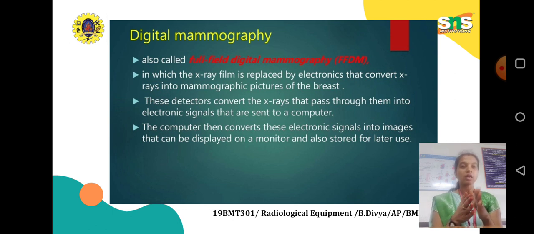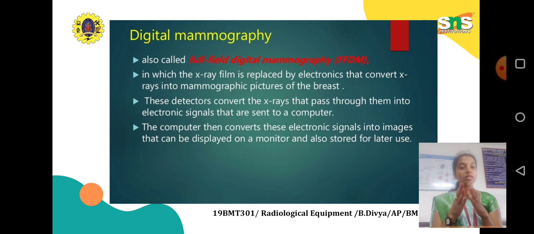These detectors convert the X-rays that pass through them into electronic signals that are sent to a computer. We have a detector in the mammogram machine which detects the part we are going to scan by passing X-rays, converts that into electronic signals and sends that data to a computer. The computer converts these electronic signals into images that can be displayed on a monitor and also stored for later use.